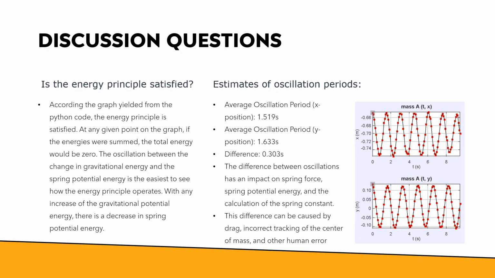Here are the discussion questions. Is the energy principle satisfied? According to the graph yielded from the Python code, the energy principle is satisfied at any given point on the graph. If the energies were summed, the total energy would be 0. The oscillation between the change in the gravitational energy and the spring potential energy is the easiest way to see how the energy principle operates. With any increase in the gravitational potential energy, there is a decrease in spring potential energy.